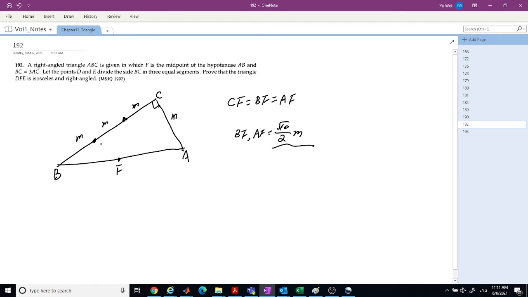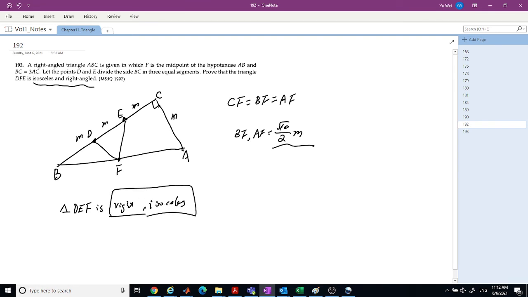So now we want to prove that DEF is a right isosceles triangle.